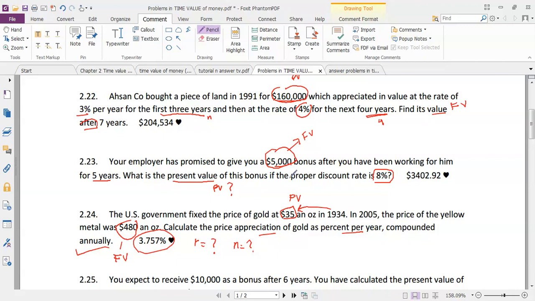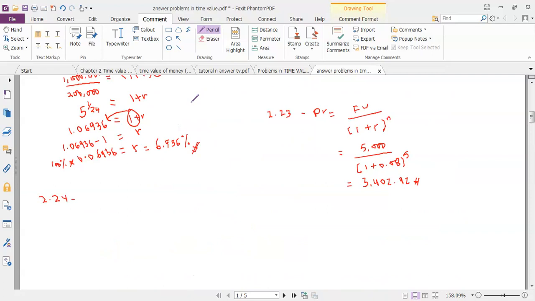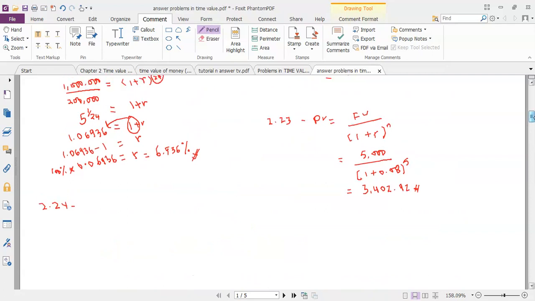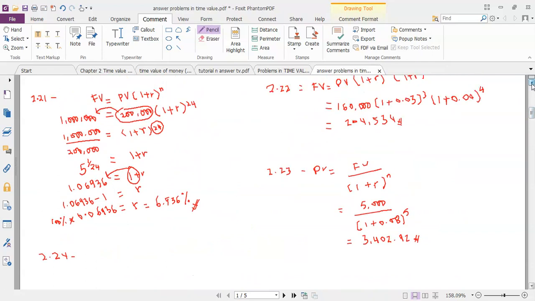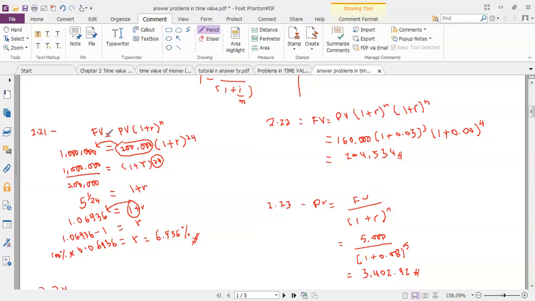Siapa tahu? N dia berapa? Berapa tahun? Berapa tahun kelas? Yes, 71. Mana jawapan saya tadi? Okay, 71. So you just need to use the same formula as we used to find the R, that is the future value formula. FV is the simple future value formula. FV is equal to PV times 1 plus R to the power of N.